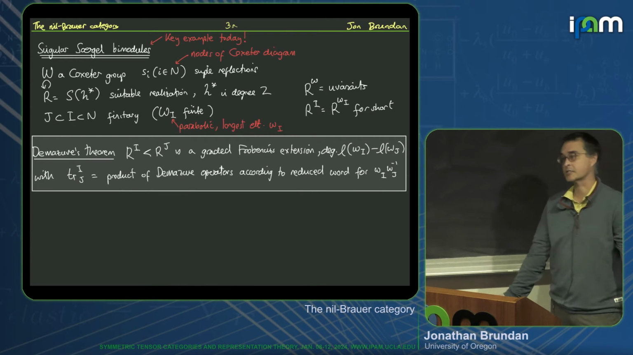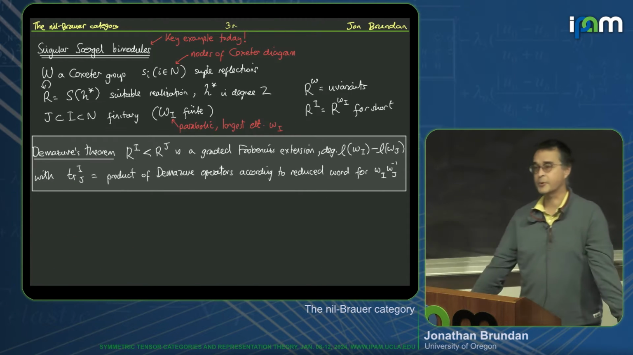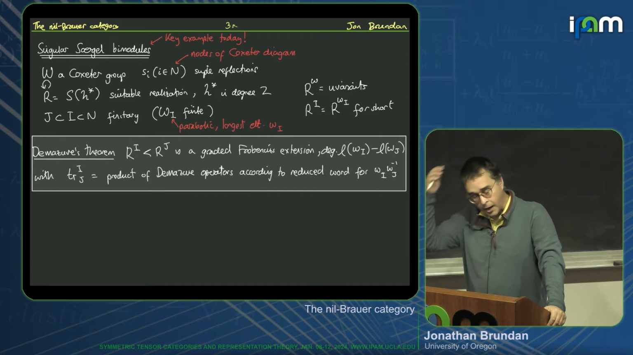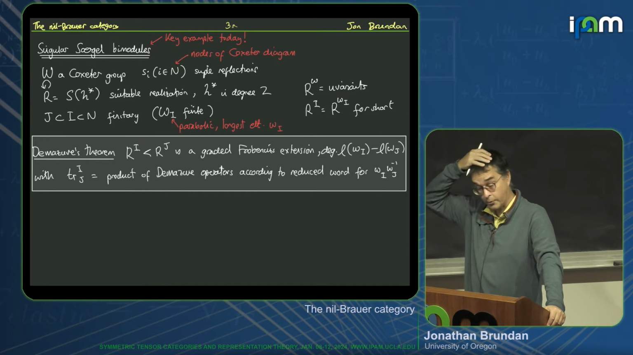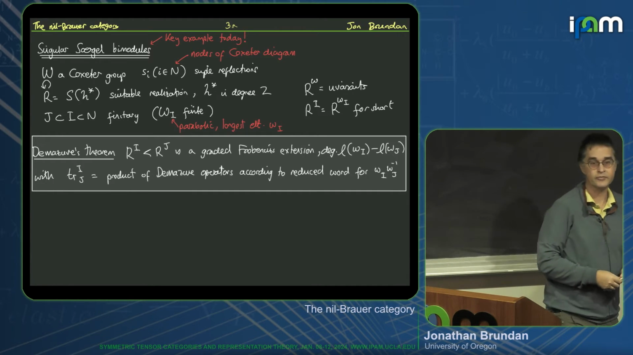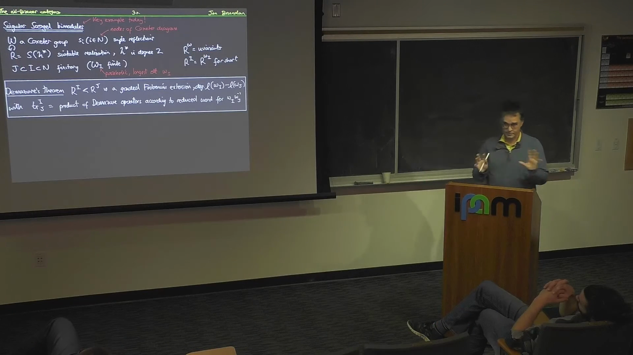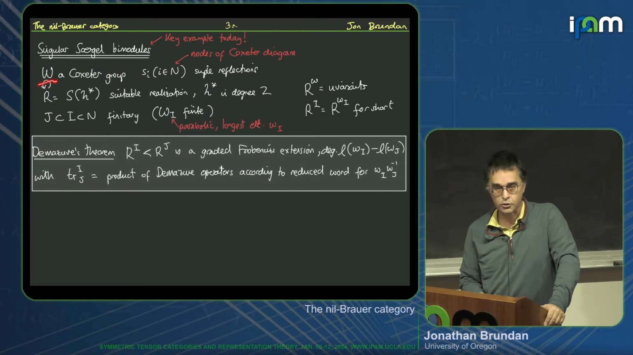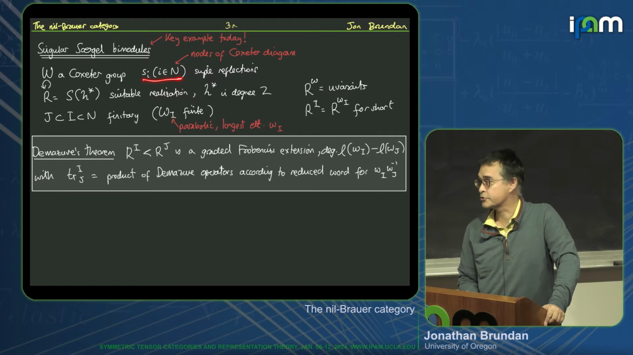So where are our Frobenius extensions going to come from? Our Frobenius extensions are going to come from Coxeter groups. So I'm now going to quickly introduce the 2-category of singular Soergel bimodules. This is going to have to go quite fast because it's a long story and I just want a little piece of it. But in general, I want to fix a Coxeter group W. I write s_i, where i runs over the set of nodes of the Coxeter diagram, for the simple reflections in that Coxeter group.